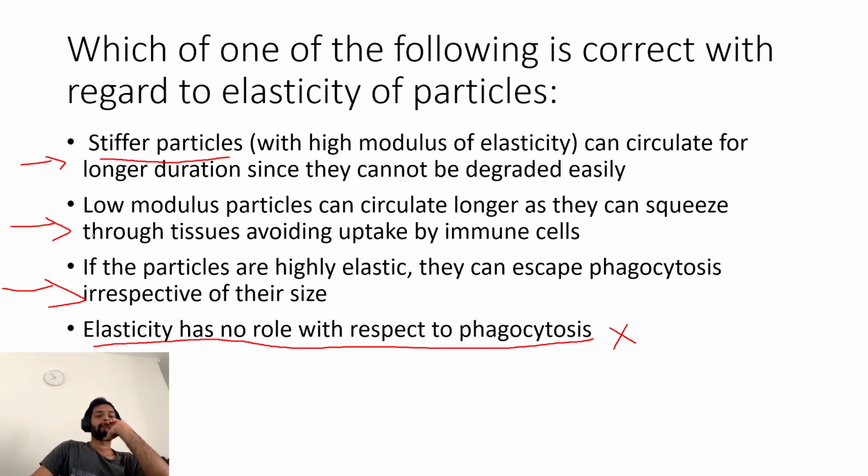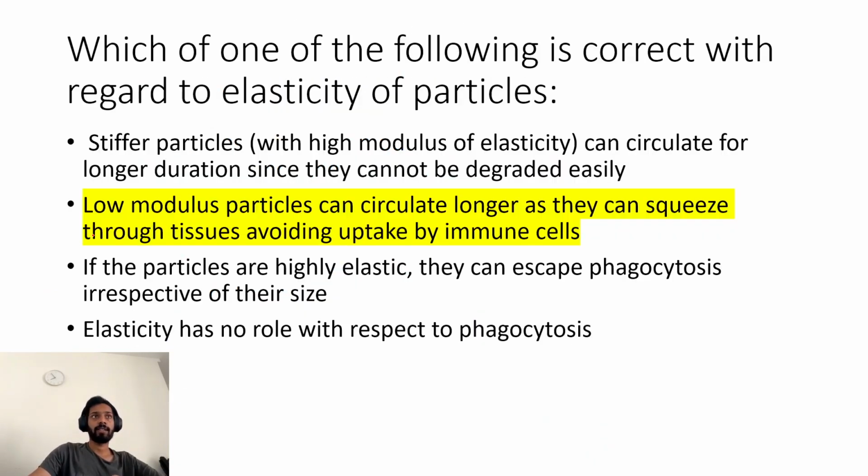Second option, sir, right one. Yeah, so low modulus particles can circulate longer because they can squeeze through several tissues and penetrations, right? So that's the correct option.